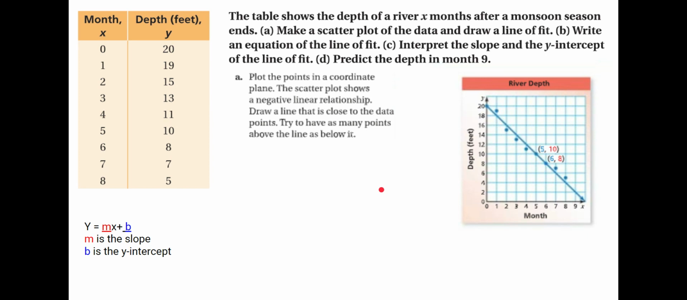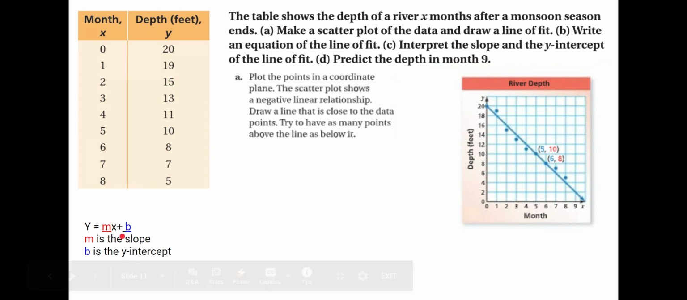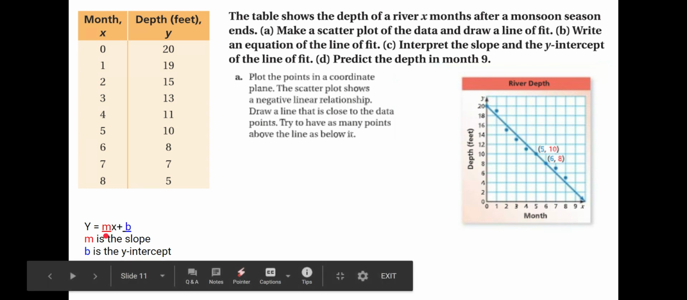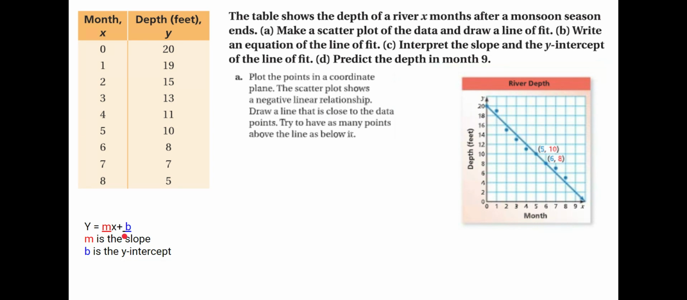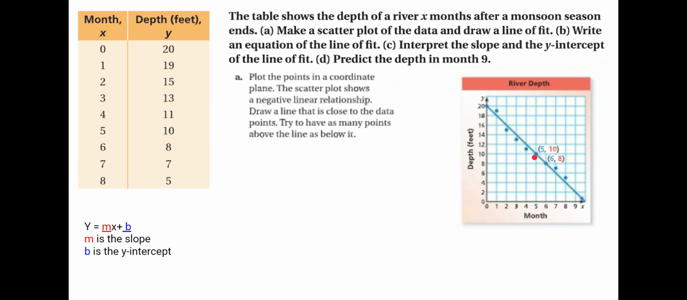And we're going to use this line now to answer part B. Write an equation of a line of fit. The linear equation is y equals mx plus b. It's in slope-intercept form. We need to find m, which is the slope, rise over run, and find b, which is the y-intercept. Where does that line of fit cross the y-axis? So let's look at this. They gave you two dots, (5, 10) and (6, 8), right on the line. You don't have to go with those two. You can go with any two dots right on the line.